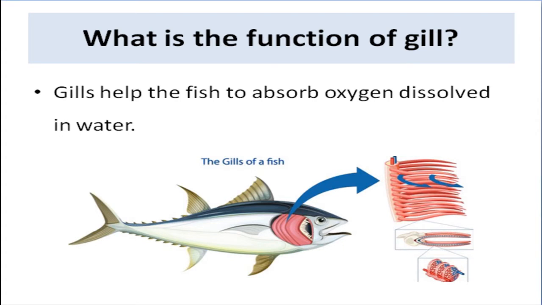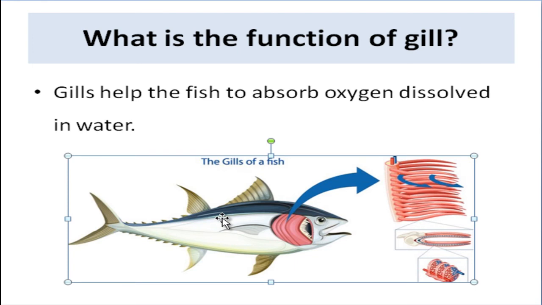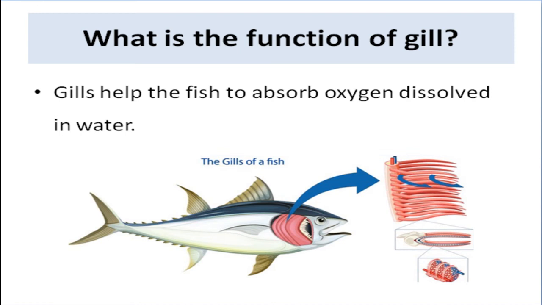Our next question is, what is the function of gill? So, answer is, gills help the fish to absorb oxygen dissolved in water. So what is the function of the gill that is present in the fish? Gills help the fish to absorb the oxygen that is dissolved in water.